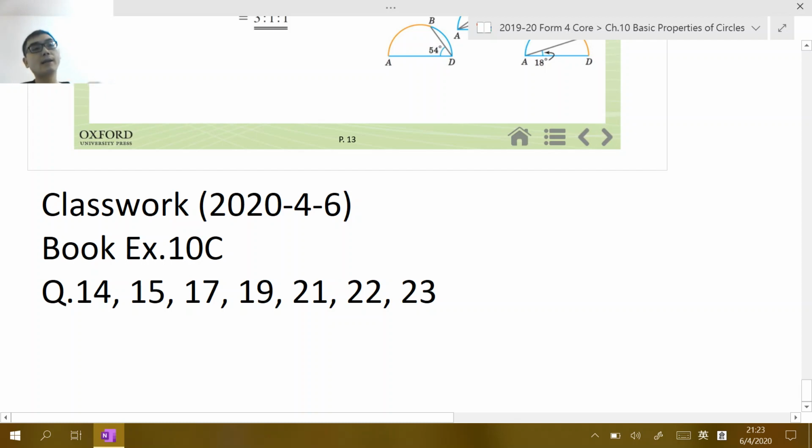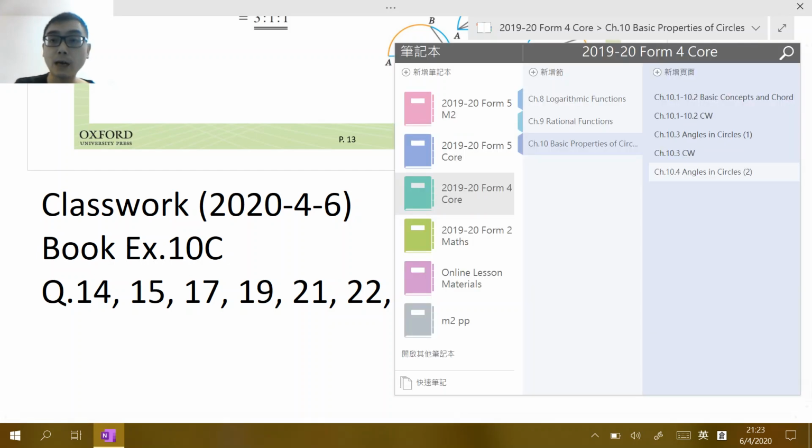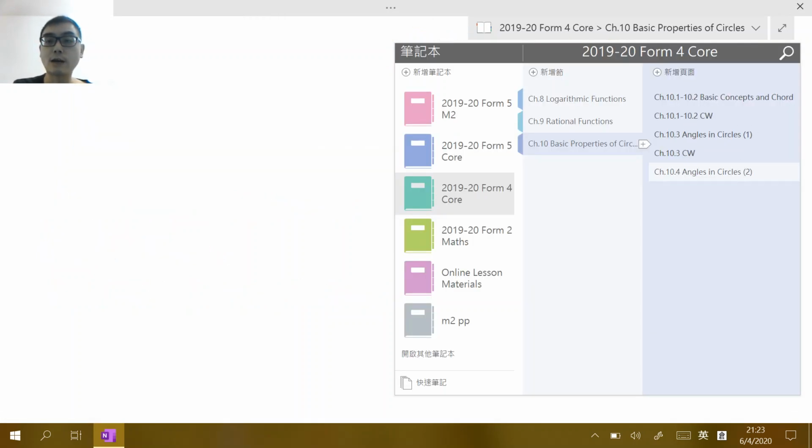We will also announce to you later how the mathematics department will count your mathematics daily mark for Form 4. Okay, so please remember. But please do these 7 questions first. And now I would like to go back to talk about Chapter 10.3.